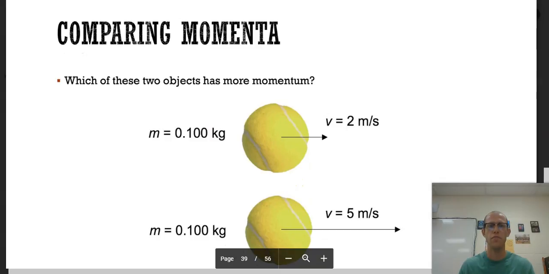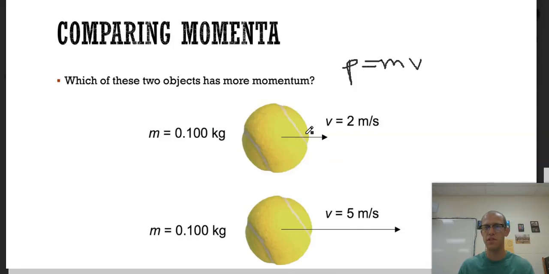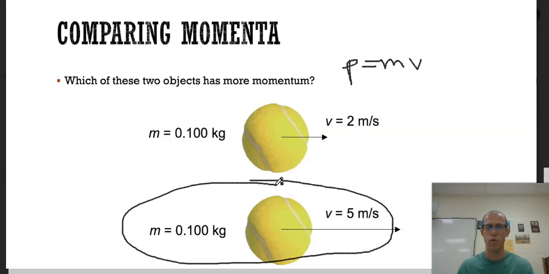So let's compare some momenta. Which of these two objects has more momentum? Remember what our formula is for momentum. It is the mass times the velocity. So they have the same mass. This one has less velocity, which means the one with more velocity will have more momentum.